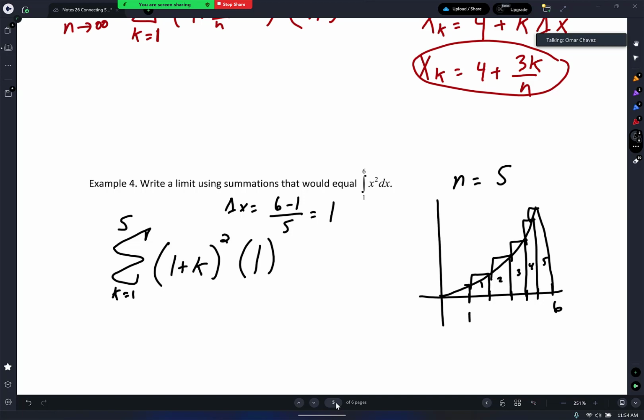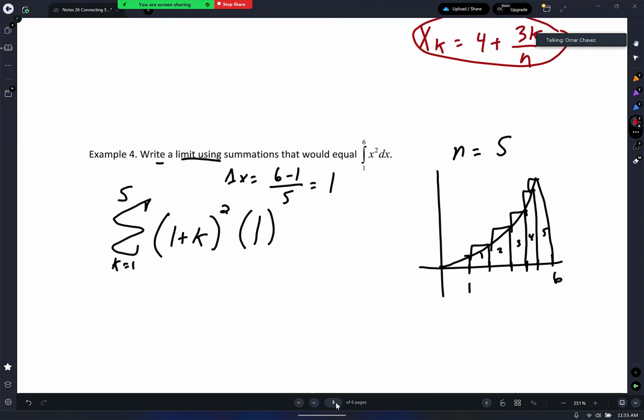All right. Are we doing it with 5 rectangles though? Does the question want it with 5 rectangles? No, it wants it with an infinite amount of rectangles. So here we go. Here's how we do it. Limit as n approaches infinity, sigma notation, k equals 1 to what value? n, parenthesis.